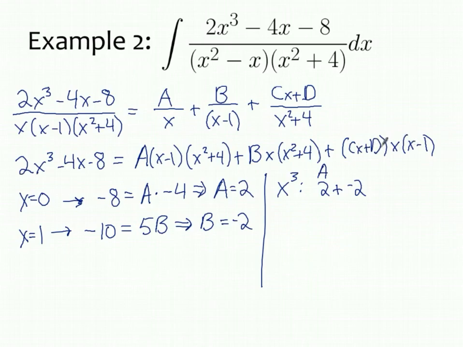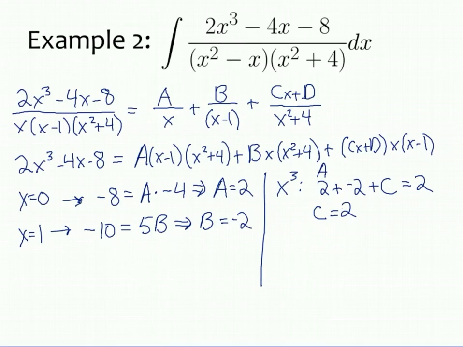I can't get dx cubed because d can only multiply x and another x, so I can only get a maximum of x squared with the coefficient of d. So that means that negative 2 plus negative 2 plus c together have to equal 2, and that means that c itself is 2. So now I've got a, b, and c. All I need left is d.